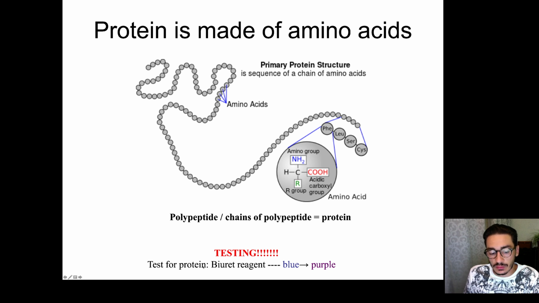If you have a sample and you test it with a biuret reagent, the reagent by itself is blue, and if you have a protein in your sample, it's going to turn purple. If you have a peptide instead of a protein and you test with the biuret reagent, it's going to turn pink. But if you have a high concentration of a peptide, it's also going to turn purple.